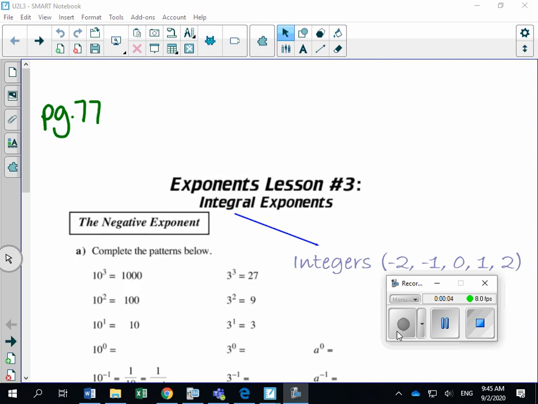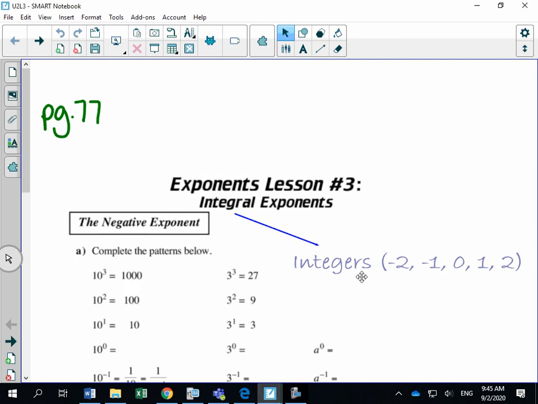Let's continue with our study on exponents and move to lesson 3, which is on page 77 of your student workbook. And we're going to look at something called integral exponents, okay? Integral comes from the word integers, and integers you know from the numbers chapter. It's the negatives and the positives, including 0. And there's no decimals. So -5, -8, 13, 12, those are all integers.